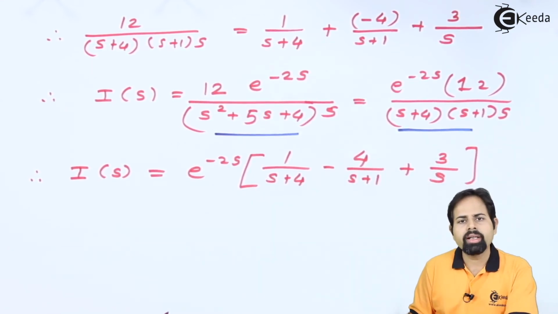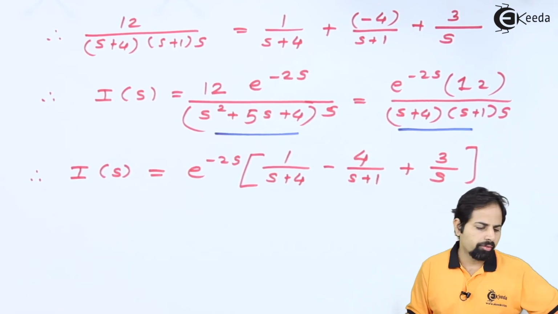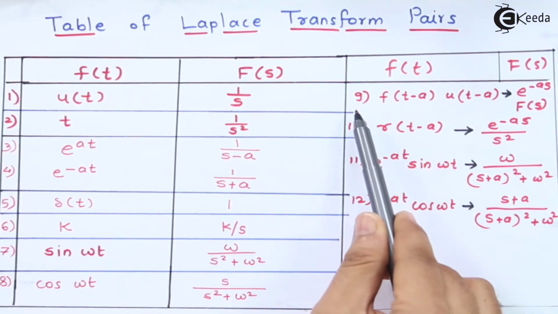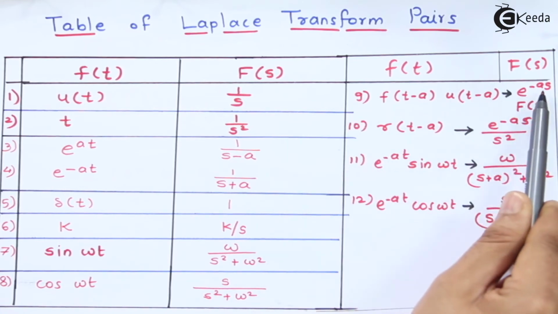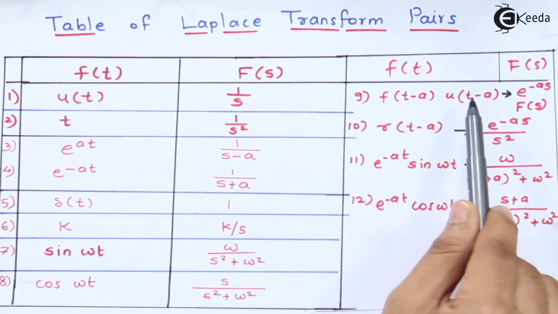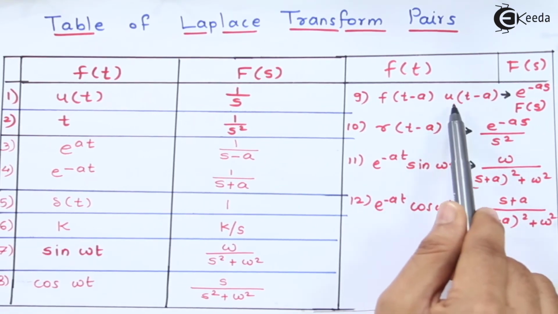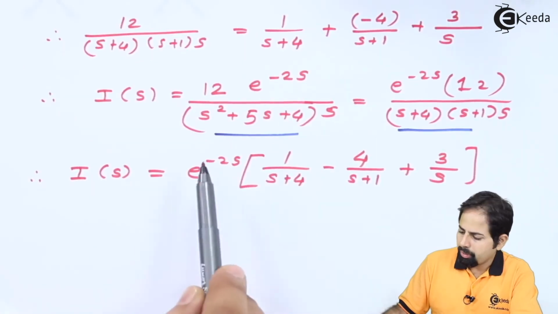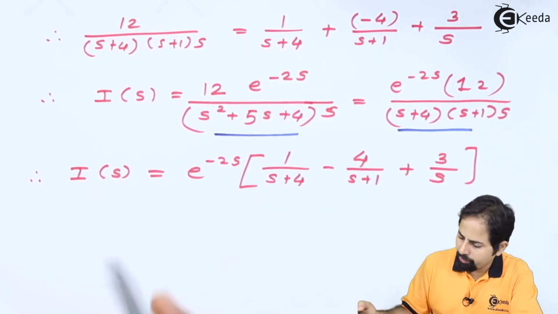and now we can take the inverse Laplace transform. For that we will need the table. You can see this identity number 9, where if you have e raised to minus as into F of s, this one, the ninth one, then it is nothing but the unit step signal multiplied by f of t minus a. So here we will multiply this e raised to minus 2s to every term.